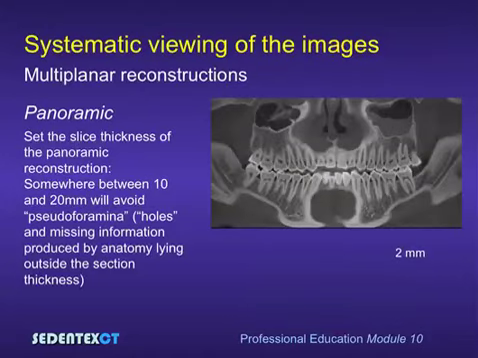When you're producing a panoramic multiplanar reconstruction, you should set the slice thickness of the reconstruction somewhere between 10 and 20 millimeters. This helps to avoid the pseudoforamina, or holes and missing information produced by anatomy lying outside the section thickness. On the right of the image here, you can see a very thin panoramic reconstruction, and the odd appearance, particularly in the mandible, is a result of this very thin section.